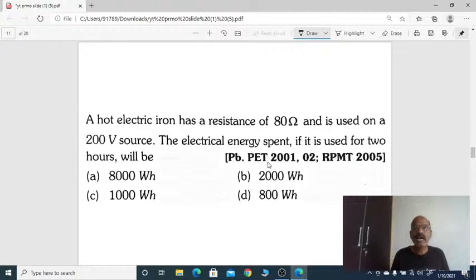A hot electric iron box has resistance 80 ohm and is used on a 200 volt source. What is the electric energy spent if it is used for 2 hours? If I am using that iron box for 2 hours, resistance given is 80 ohm, used on a 200 volt supply. How much electrical energy is spent? Time is also given, 2 hours.